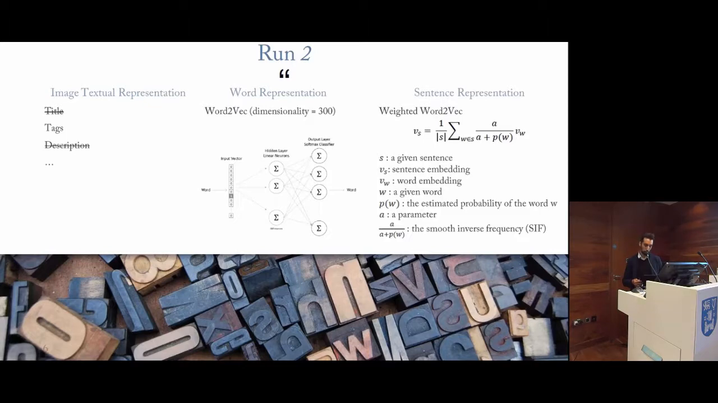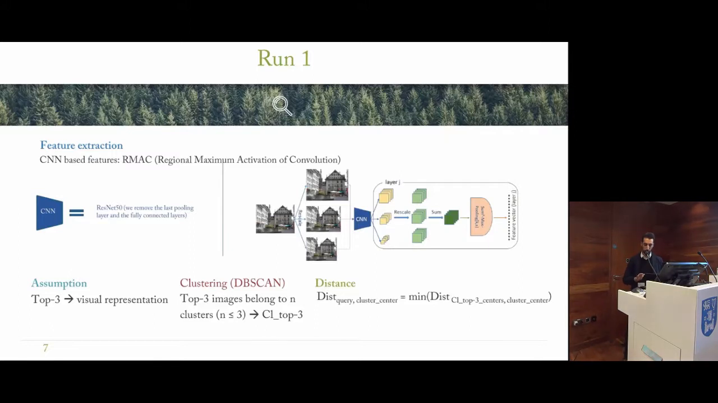Then we use the representation of the query and those of all the images, and we follow the general approach presented at the beginning. For the first run, only visual information is allowed. In order to extract powerful visual features, we use a state-of-the-art approach. We start by removing the last pooling layer and the last fully connected layer of a residual network, the ResNet 50. Then we use the resulting fully convolutional network to compute the multi-resolution RMAC descriptor.